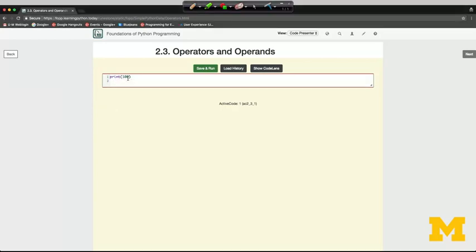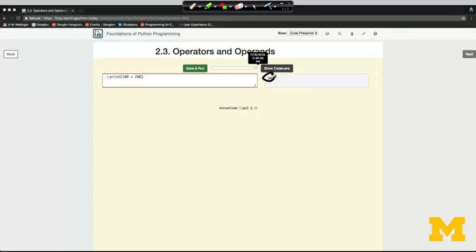In order to use it, we write something like print out 100 plus 200. When I run this code, note that I get the value 300. So when we execute a print statement, then rather than printing out the expression itself, the expression here being 100 plus 200, we print out the value of that expression. So this expression has a value of 300.